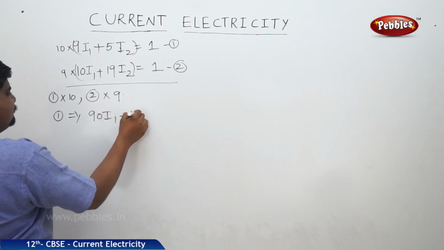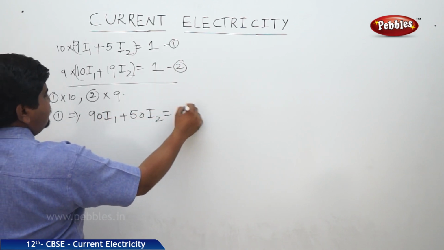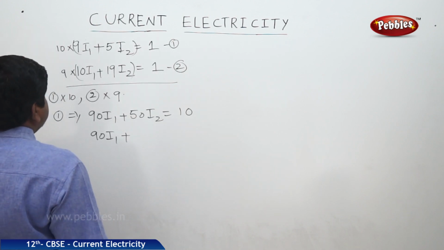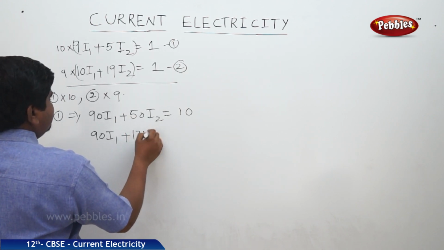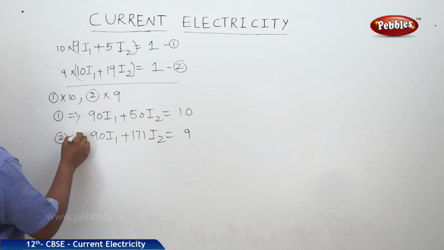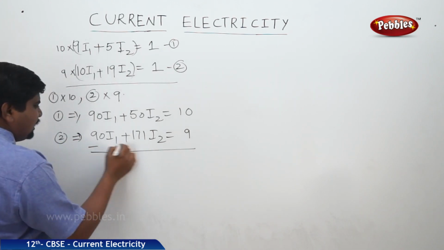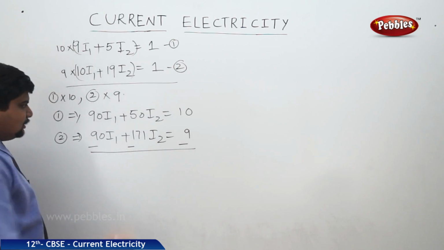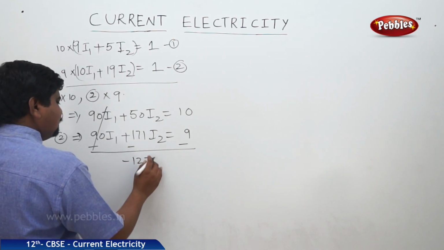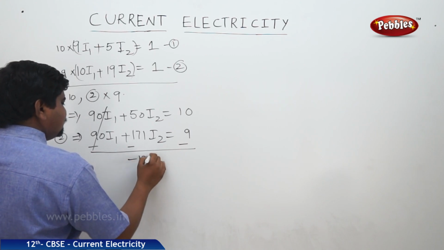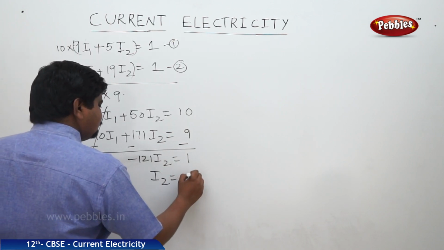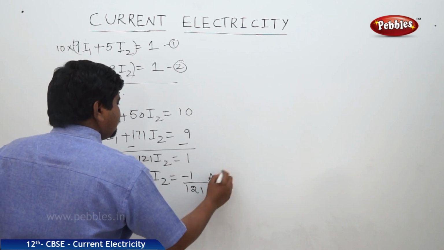90I1 plus 50I2 is equal to 10. Equation 2 transforms 90I1 plus 171I2 is equal to 9. Now I am subtracting 1 from 2. Subtract. 90 gets cancelled out. 50 minus 171 is minus 121. Minus 121 I2 is equal to 1. Therefore, I2 is equal to minus 1 by 121 amperes.